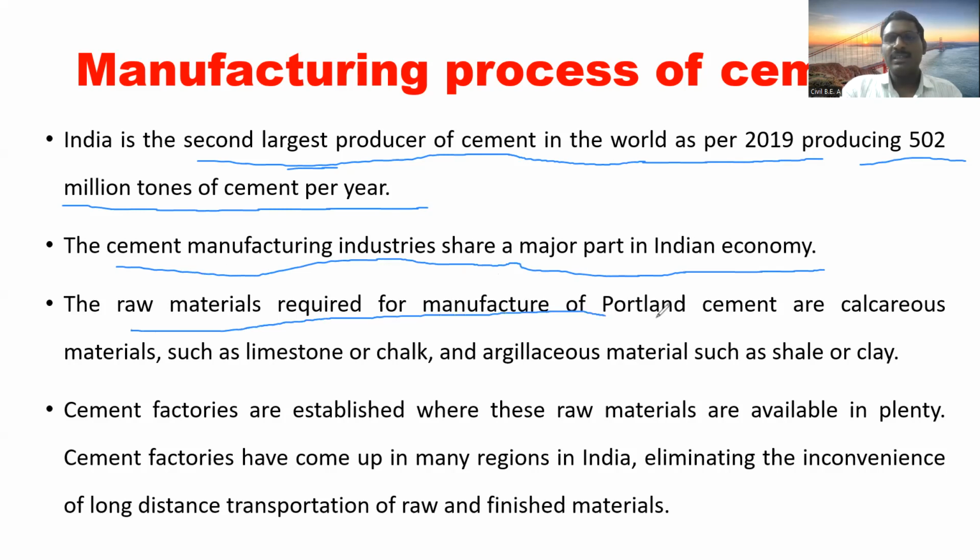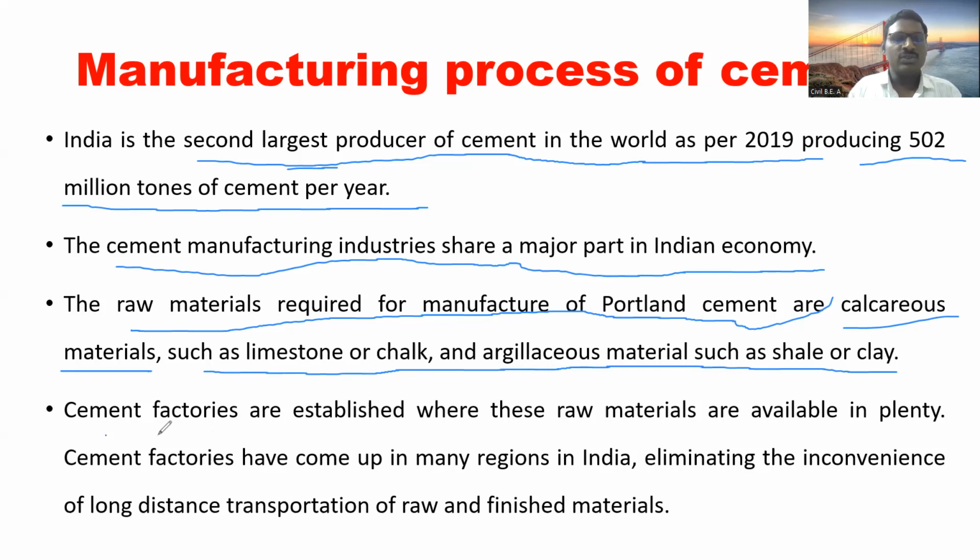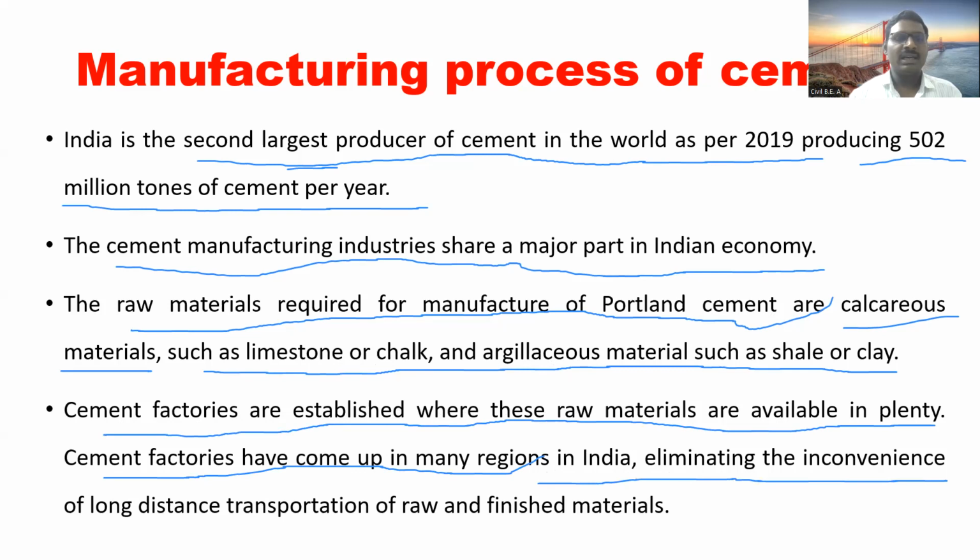The raw materials required for the manufacturing of Portland cement are calcareous material such as limestone or chalk, and argillaceous material such as shale or clay. So these materials, limestone or chalk and shale or clay, we use for the manufacturing of cement. Cement factories are established where these raw materials are available in plenty. Cement factories have come up in many regions in India, eliminating the inconvenience of long distance transportation of raw material. So across India, cement factories are established where limestone, clay or chalk is available.